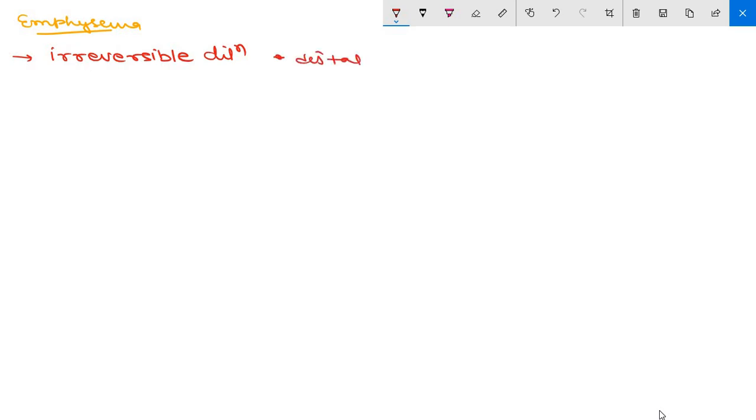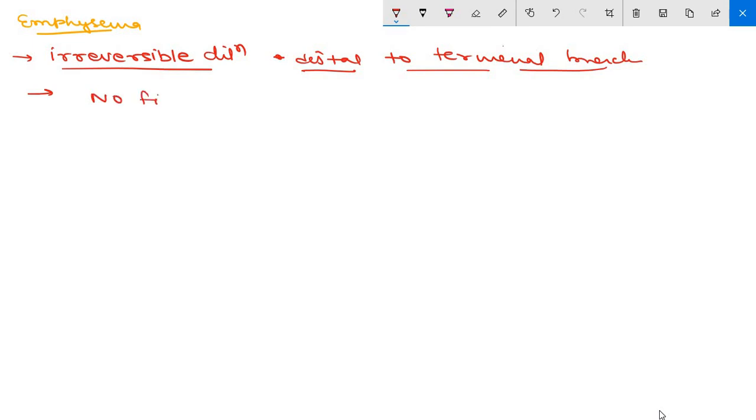distal to your terminal bronchioles, that must be distal to terminal bronchiole. So irreversible dilatation of the air spaces which are distal to terminal bronchiole, and there must not be any fibrosis, no obvious fibrosis will be seen here. Clear? There will be destruction of the walls, but there will be no fibrosis. So this is the basic definition of emphysema.